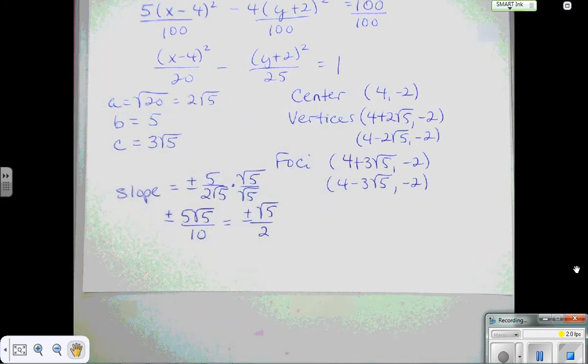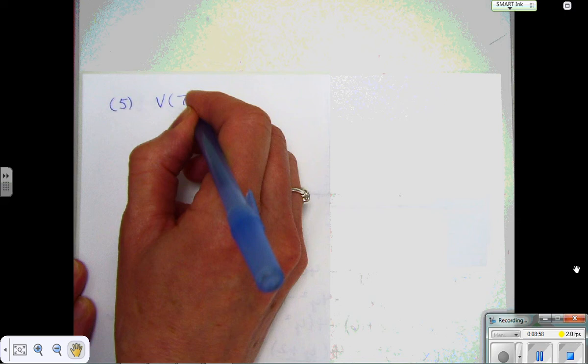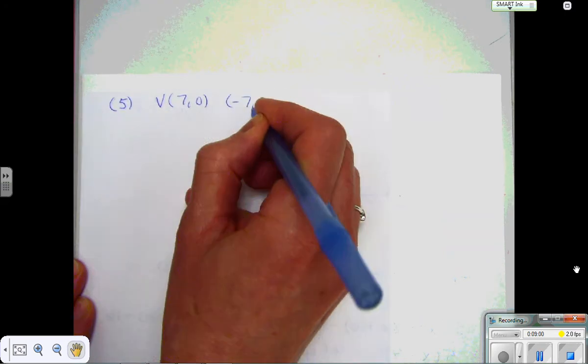Okay? All right. Let's look at number 5 down at the bottom. Write the equation of the hyperbola from the given information. You will need the center and the value of a and b. So we don't need c. We don't have to find c. Just a and b. On number 5, it tells us the vertices are 7, 0, and negative 7, 0.